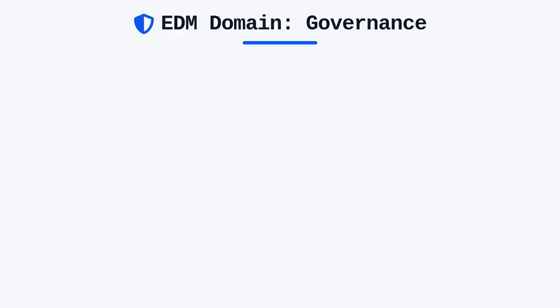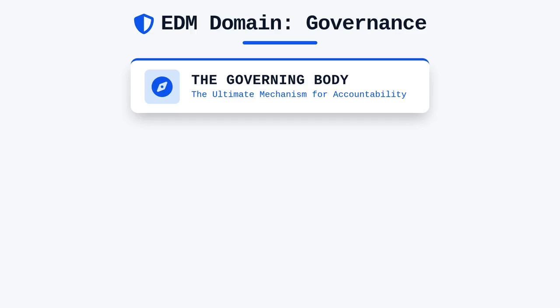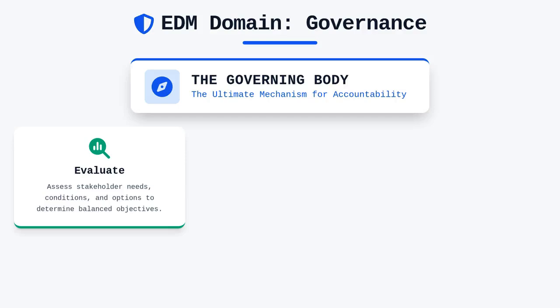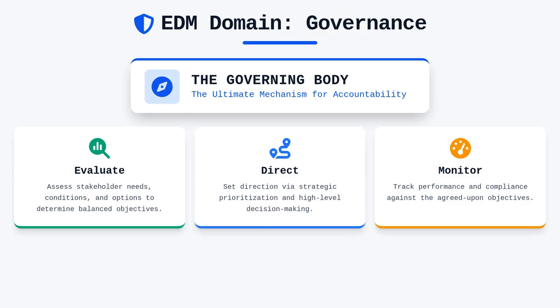The evaluate, direct, and monitor domain, commonly referred to as EDM, sits above the management layers as the ultimate mechanism for accountability. When we discuss governance, we are referring to the exercise of authority to ensure that stakeholder needs, conditions, and options are evaluated to determine balanced, agreed-upon enterprise objectives to be achieved. It implies setting direction through prioritization and decision-making, and monitoring performance and compliance against those agreed-upon objectives.